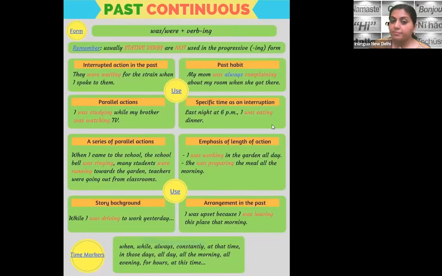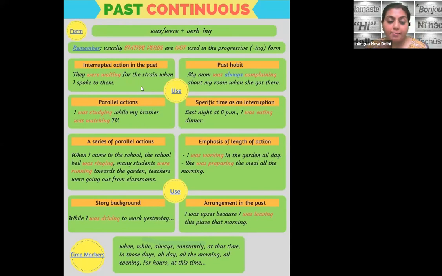All right. Again, a recap. Interrupted actions in the past, like they were waiting for the train when I spoke to them. Please note there is a line over here. Stative verbs are not used in progressive. Stative verbs are like love and understand. I was liking the burger. You can't use that. You can simply say I liked the burger while I was eating it. I was loving my new shoes. No, I loved my new shoes. So stative verbs cannot be changed to ing.